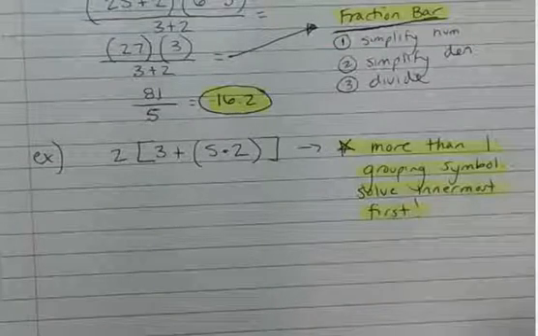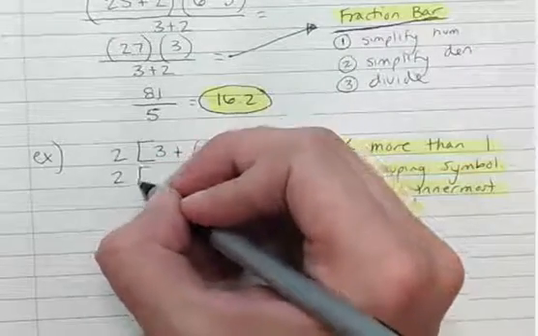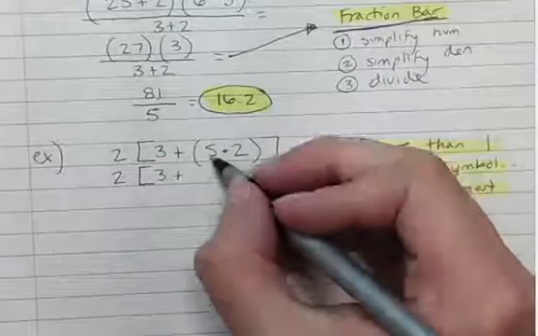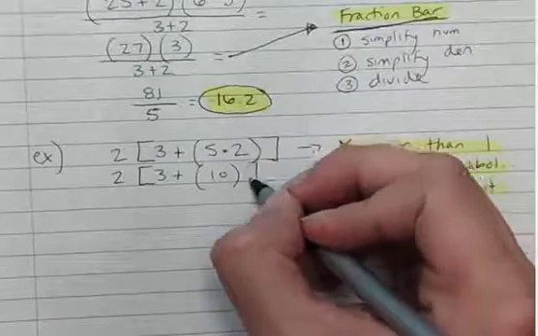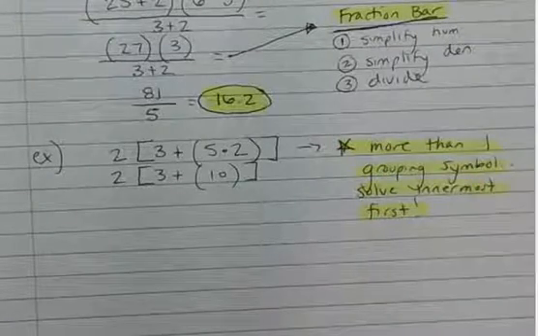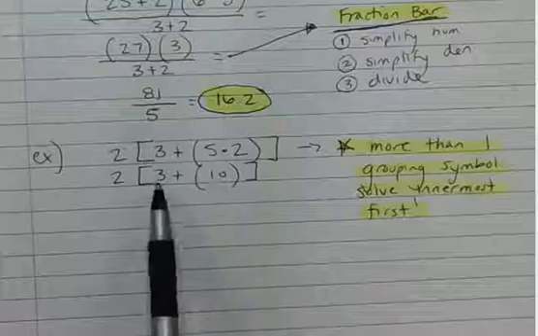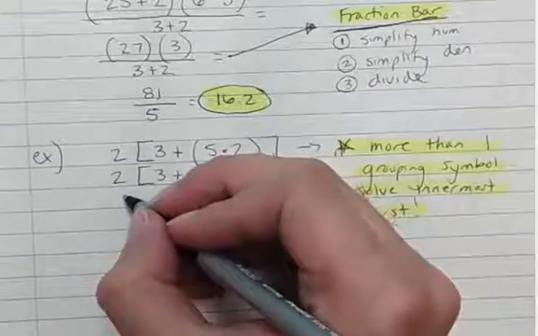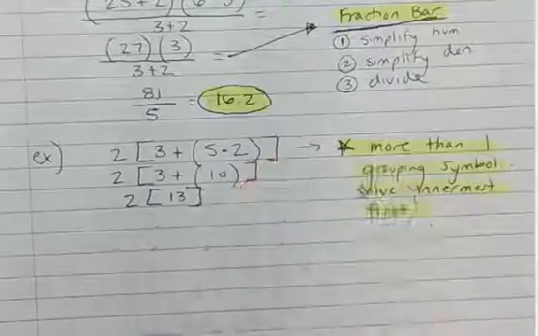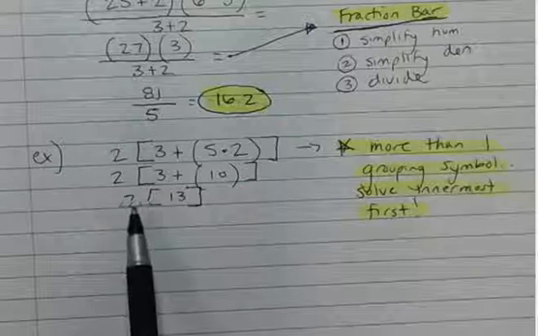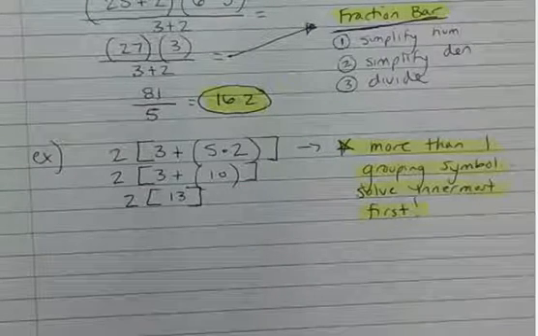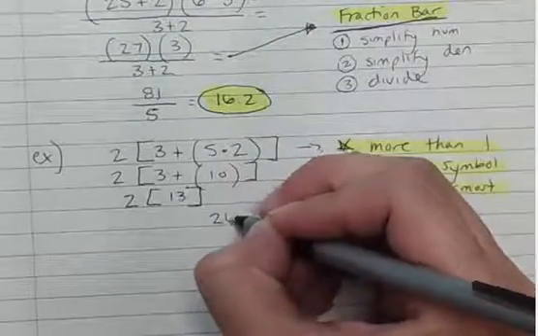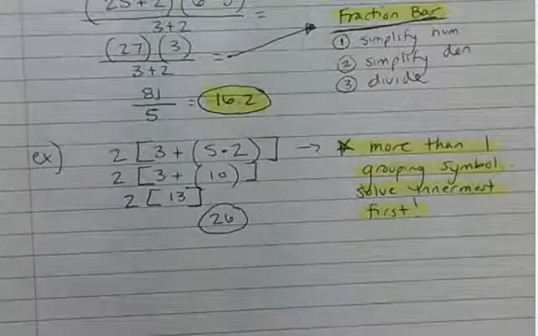So for this problem, I'm going to recopy everything I don't need right now. I'm going to solve the parentheses first. That's inside of the bracket, so I need to simplify that first. 5 times 2 here would be 10. Okay, so once I simplify that to one number, now I'm looking at how can I simplify what's in the brackets. So I have 3 plus 10 is 13. And what operation is this right now? I have 2 bracket 13. Okay, it's multiplication, so all I do is multiply 2 times 13, and my answer here would be 26.